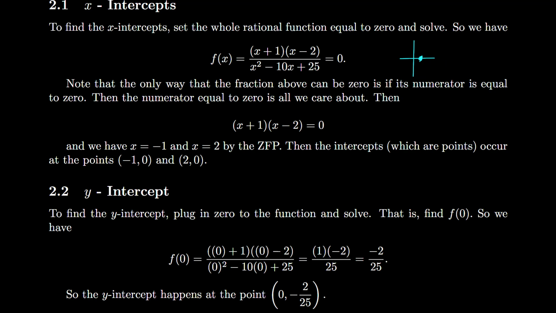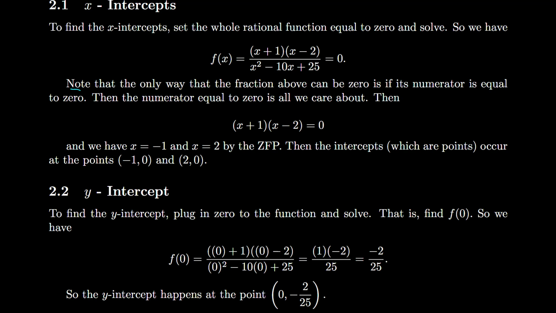So what you say is, well, I want to take my function and I want the output to be 0. So that's what you do. You take the whole thing and you say, I want the output to be 0, and that's going to give you what we're doing. All right, continuing on.